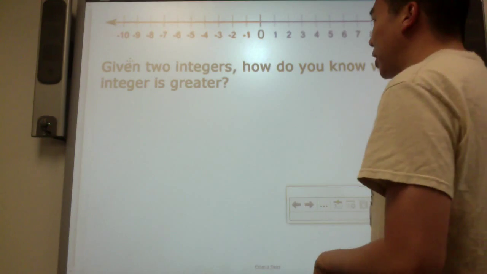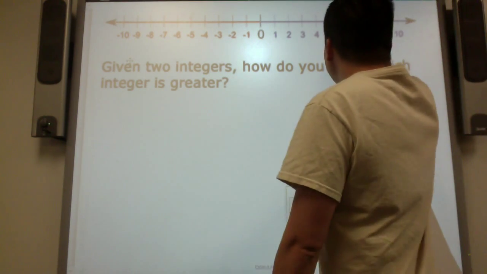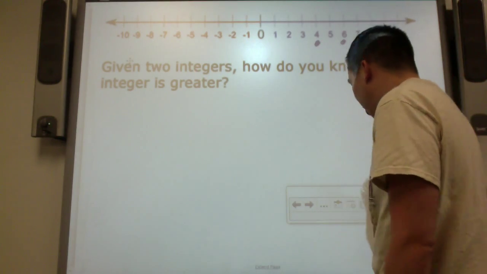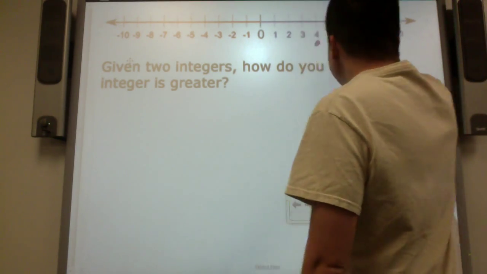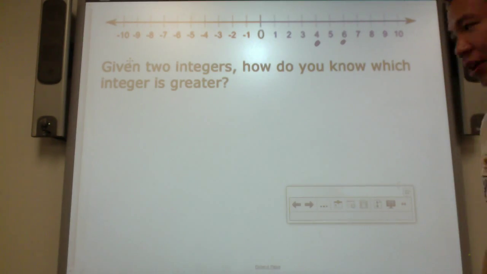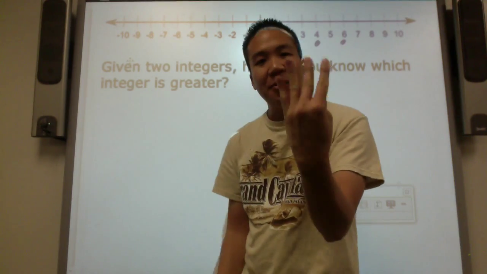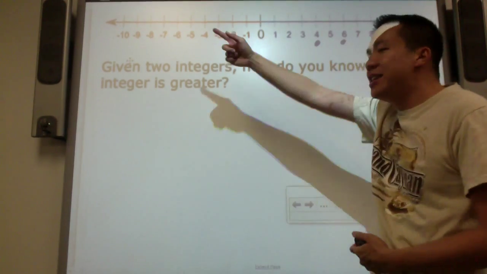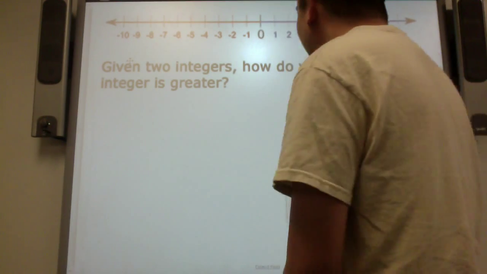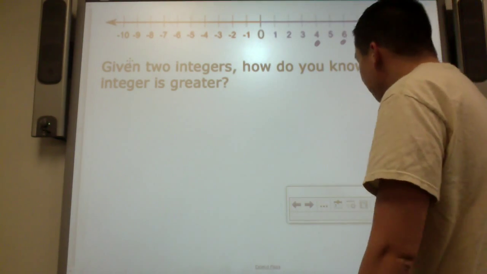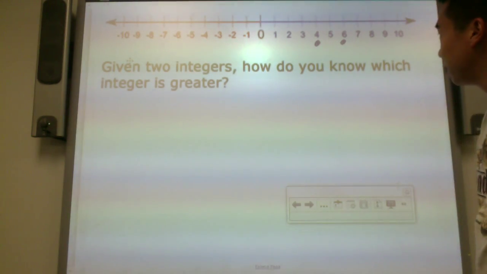And our last thing we're talking about is, given 2 integers, how do you know which integer is greater? If I give you 6 and 4, which integer is greater, 6 or 4? I say 6 is greater because you have 6 pieces. Your fingers, 6 fingers, and everyone has 4. But using a number line, how do you know 6 is more than 4? How do you know it's greater? One way you could say it is farther from 0.